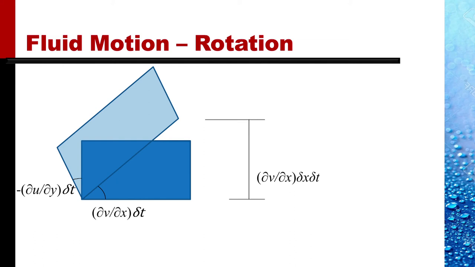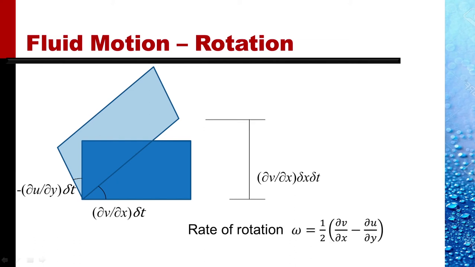Similarly, the vertical line rotates counterclockwise by an amount minus delta u by delta y into delta t in time delta t. The average rotation of the element is obtained by taking the average of these two rotations, and the rate of rotation of the element, omega z, is 1/2 delta v by delta x minus delta u by delta y.